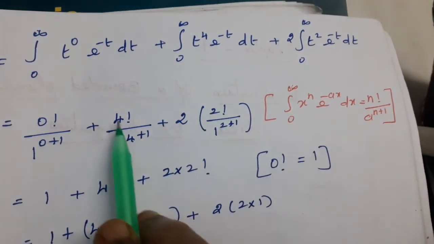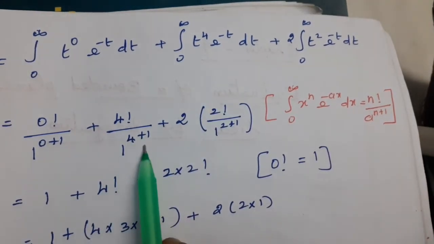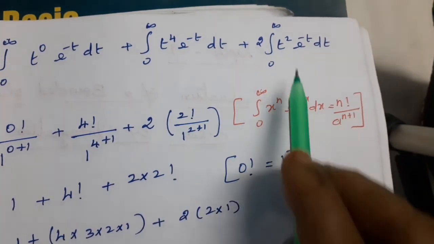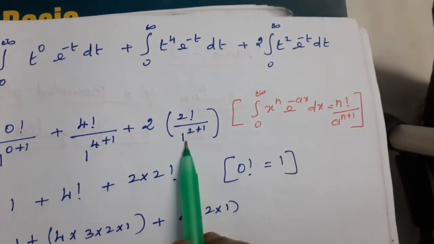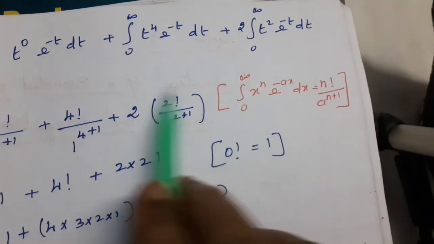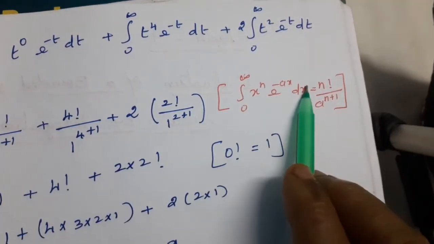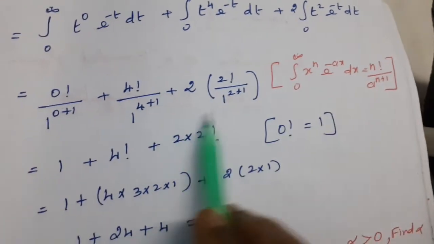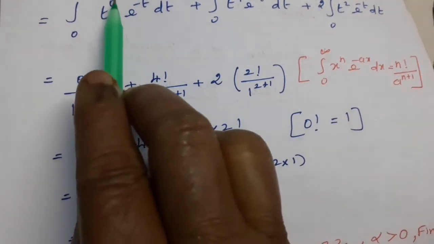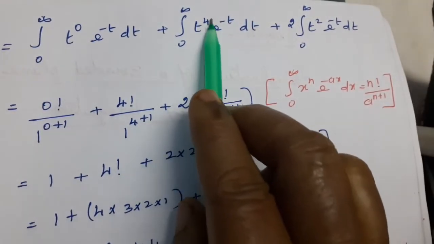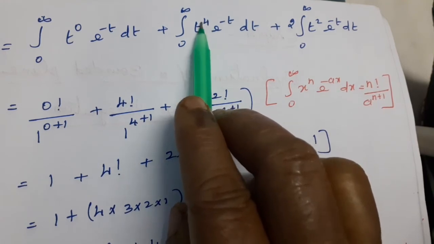Here a equal to 1, so 4 factorial by 1 power 4 plus 1, plus 2 into, for the next, n equal to 2, that is 2 factorial, and again the value of a is 1. So we split into 3 integrals, all 3 of the form x power n e power minus ax. Apply the formula n factorial by a power n plus 1 and substitute. Instead of n here we have 0 factorial, a equal to 1. Here instead of n we have 4 factorial.